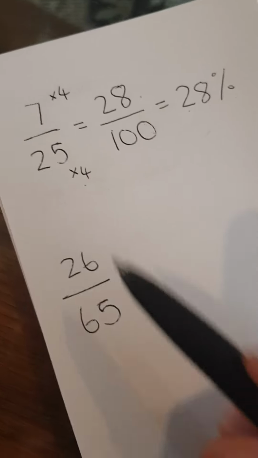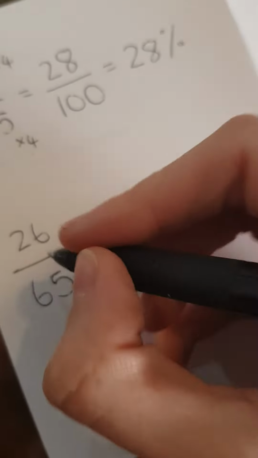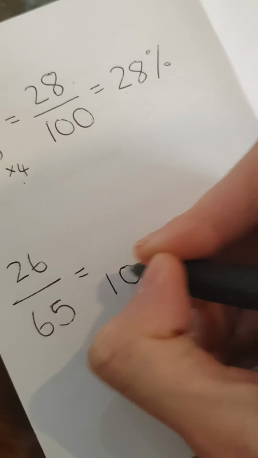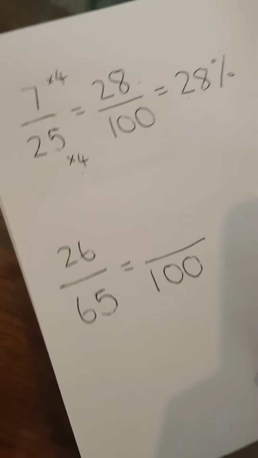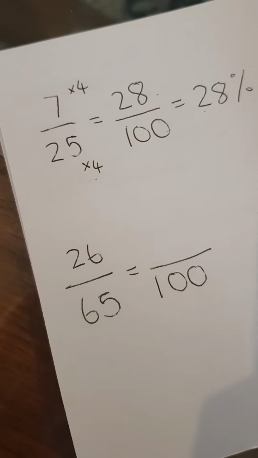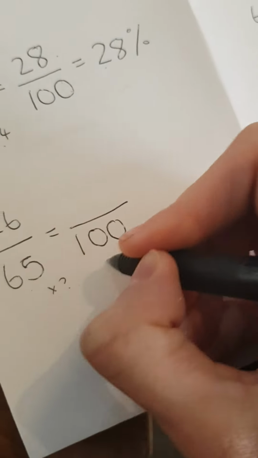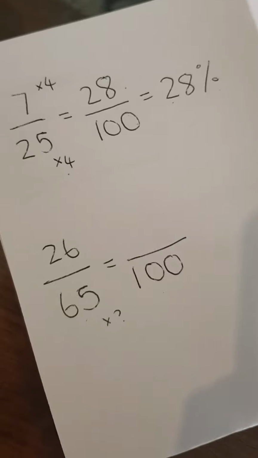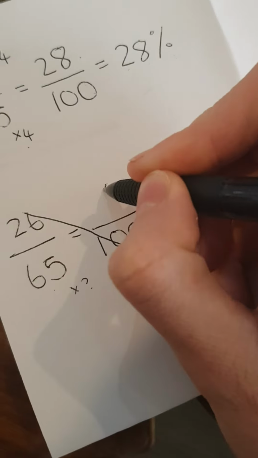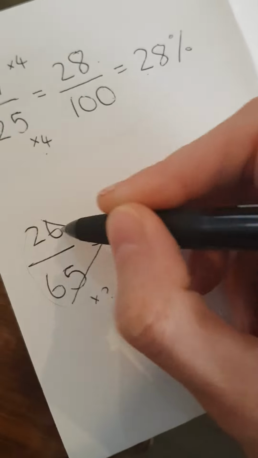Now, if we wanted to change 26 out of 65 into something out of 100 by writing an equivalent fraction, you can see it's not that easy, or it's actually not possible, because 65 times what will give us 100? No such number exists. So we can't use this method for such a question.